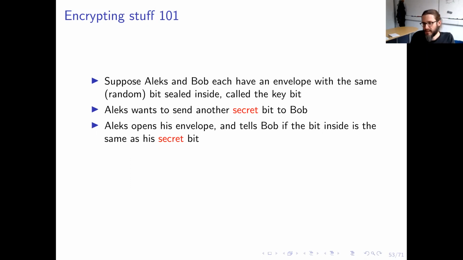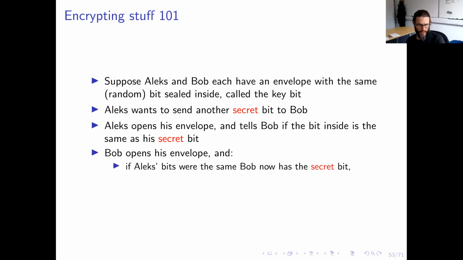So I look at these two bits and I say, are they equal or not equal? And I tell him the answer to that question. Are they equal or not equal? Okay, so Bob opens his envelope. And if I told him that they were equal to each other, then Bob knows what my bit is, right? Because my bit equals the bit in the envelope, which equals the bit in Bob's envelope. So he has it. He got my bit.